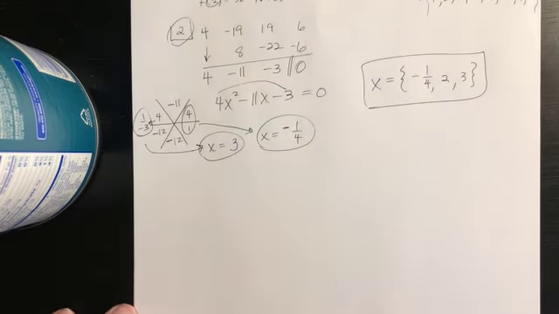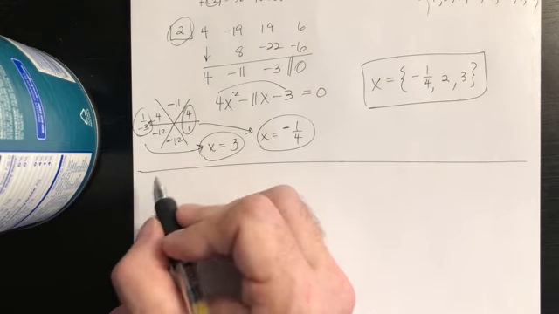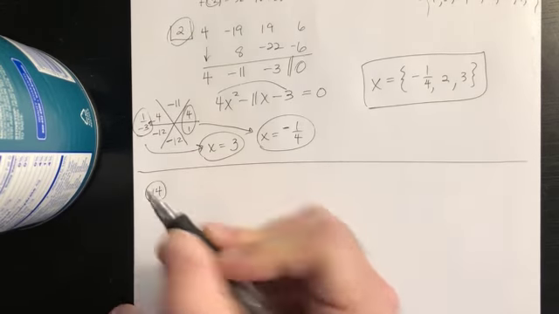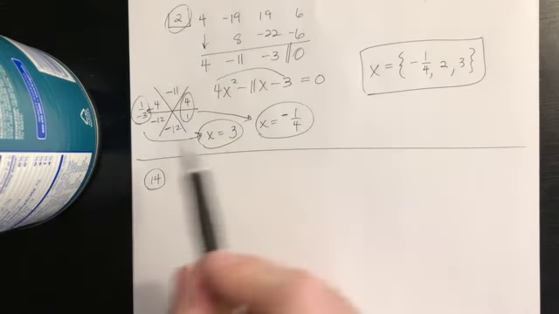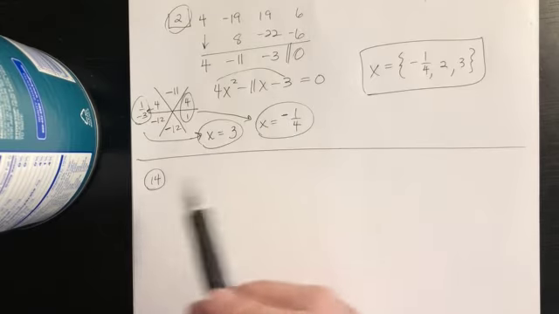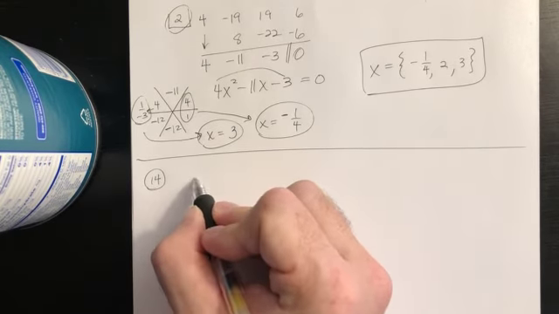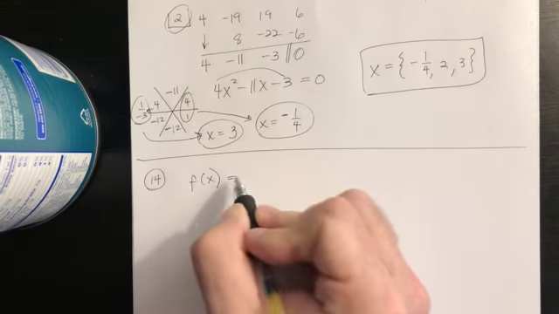Okay, so the snowflake has got this cool little fast trick to find the zeros, but you don't have to do it. You can just write the factors out and then set each factor equal to 0, and nobody's going to judge you.